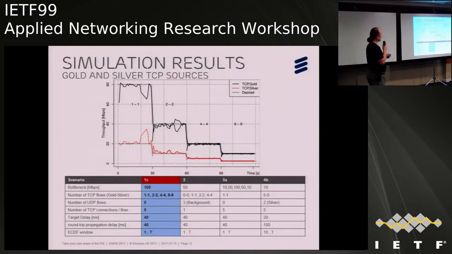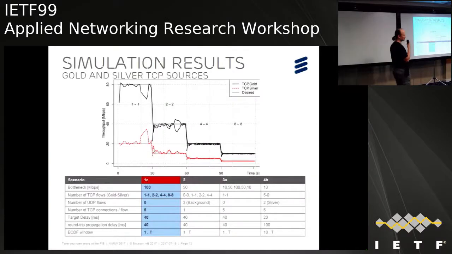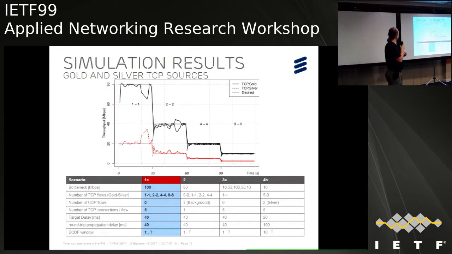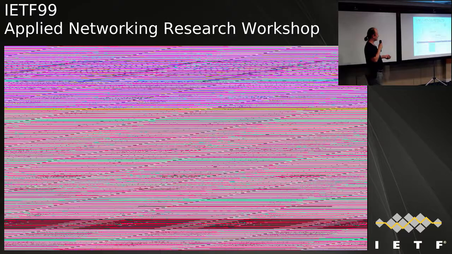So this is the simplest simulation case. We have only gold and silver TCP sources, five TCP connections per flow, and we changed the number of flows from 1-1, one gold, one silver, to 2-2, 4-4, and 8-8. And using flow calculus and knowing the throughput value functions, it's possible to calculate the desired resource sharing. So if we have this number of sources, these TVFs, and this capacity, then it's simple math to calculate these desired shares. And what you can see is, if we have not too many users, there are some deviations from the desired shares. But as the number of sources increases, the actual share received by the users is very close to the desired.